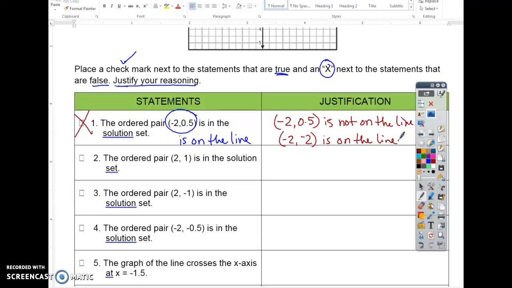So that's how you do the rest of this front page. Let's go to the back page and let's go see how we're going to do those inequalities.